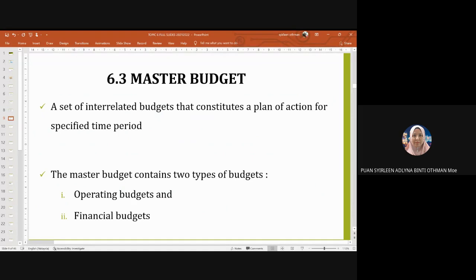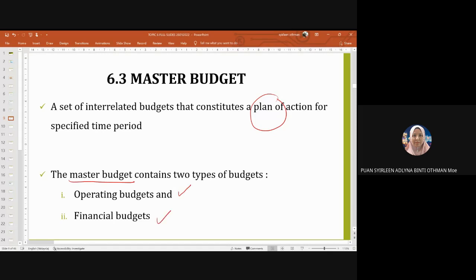Okay, alright. So kita tengok master budget. Okay, master budget is a set of interrelated budget that constitute a plan of action. Okay, so kita pun faham it's a plan. So maksudnya benda ni belum berlaku lagi. You are doing it for certain period of time that is in future. Okay, so master budget ni ada dua. Satu ialah operating budgets. Okay, and one more is financial budgets.